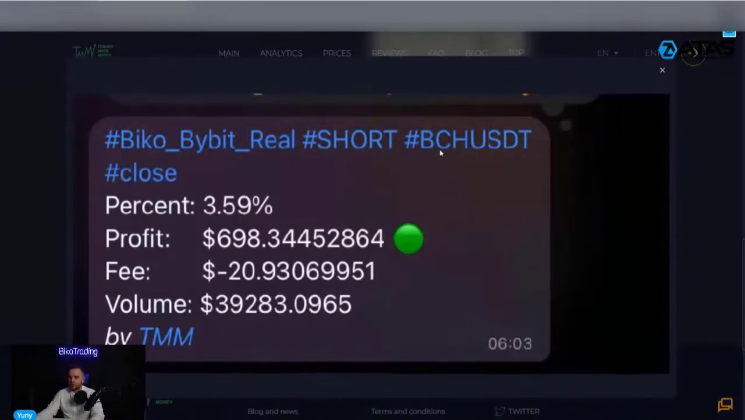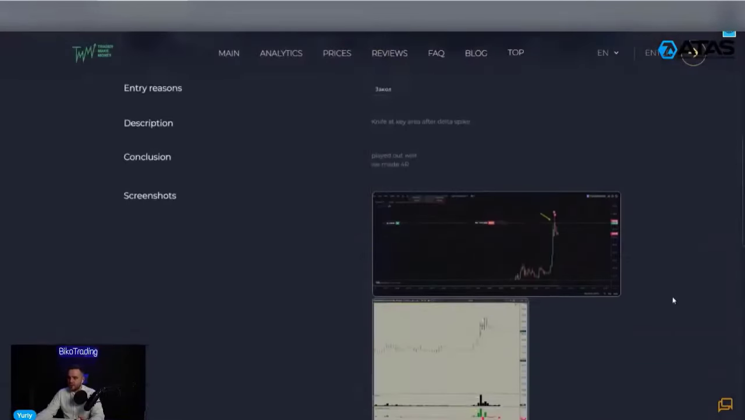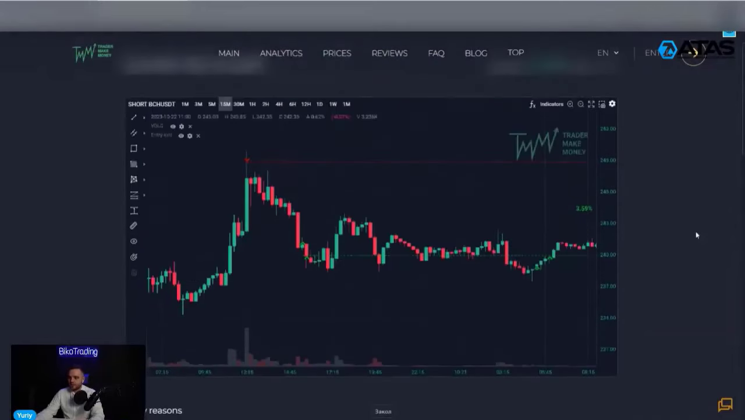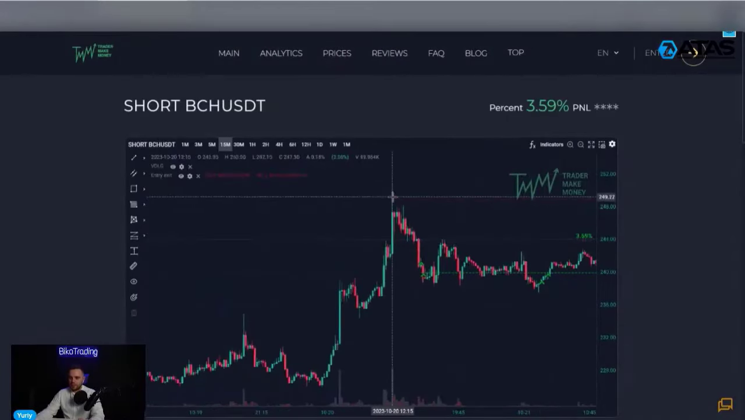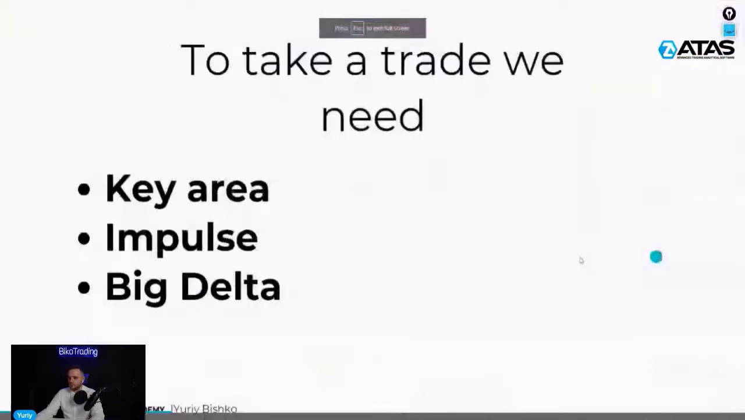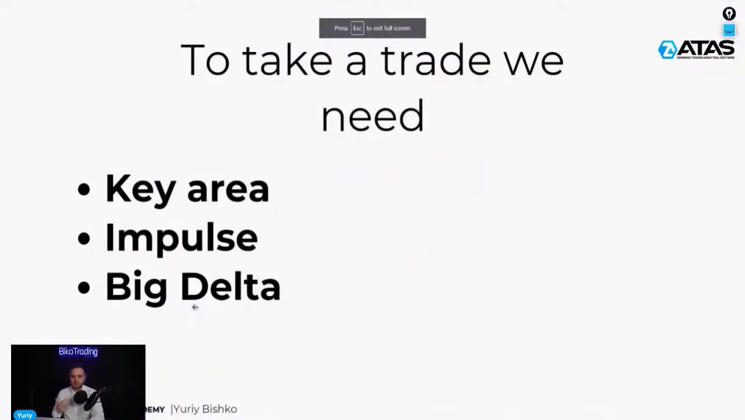When I took a trade on Bitcoin Cash, we made 700 USD on this trade. What was the major logic here, and how did we exactly find this point of reversal? Major logic, as I told you in these points, is 1, 2, 3 steps to find exactly the reversal of an asset. You need key area, you need impulse, and you need big Delta.